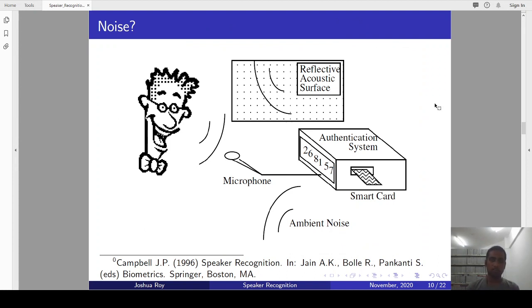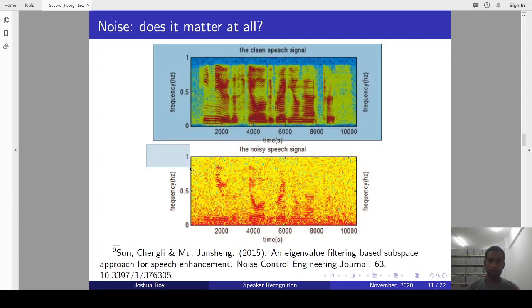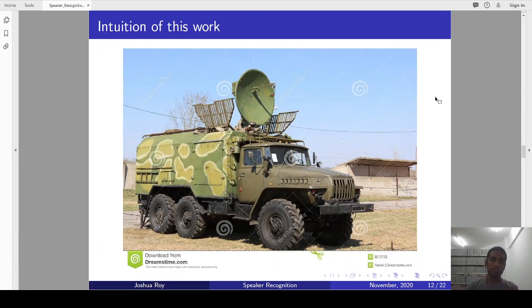Now noise comes from various sources. Random noise reflects on a surface and bounces back, and that creates noise. Does it matter? Yes, it matters. This is an example of a spectrogram of a clean signal and a noisy signal. You can see the variation.